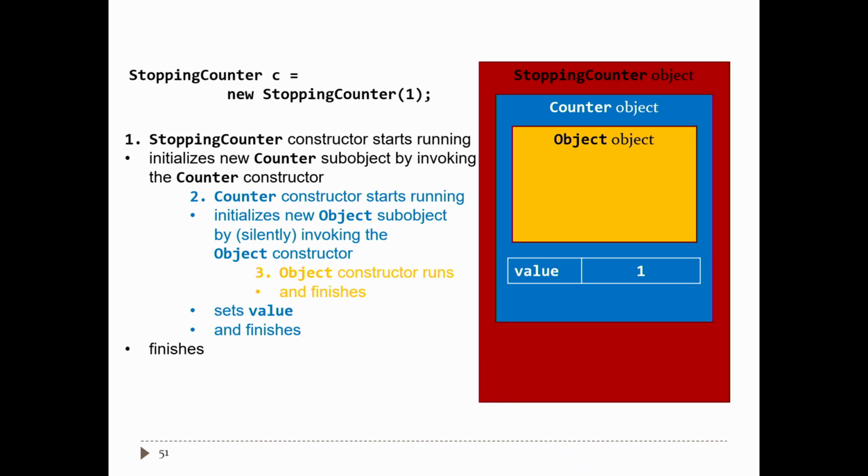So the reason Java does this is so the objects are built from the inside out. The object part of the stopping counter gets constructed first, then the counter part of the stopping counter gets constructed. Finally, the stopping counter part of the stopping counter object gets constructed. The reason why the objects get built from the inside out is because the stopping counter constructor might need to do something with the value. If the value isn't set here, when the stopping counter constructor is running, funny things could happen.